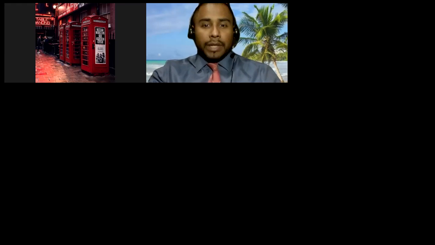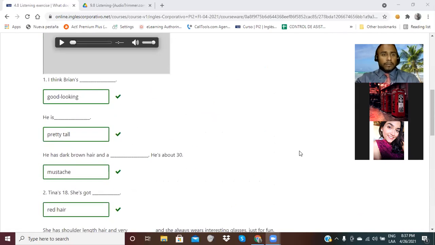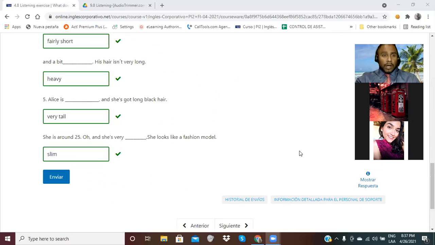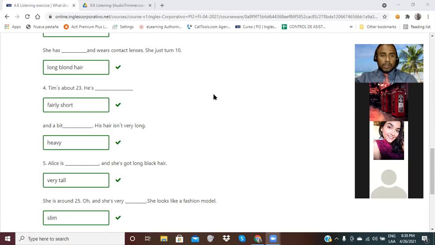All right, let me have one volunteer. Teacher, una pregunta. Hi, Adriana. ¿A qué se refiere con fairly? Fairly es como que más o menos. Fairly short, más o menos baja. Teacher. Hi. Why is the meaning is slim? Slim es delgado. Otra palabra para delgado.